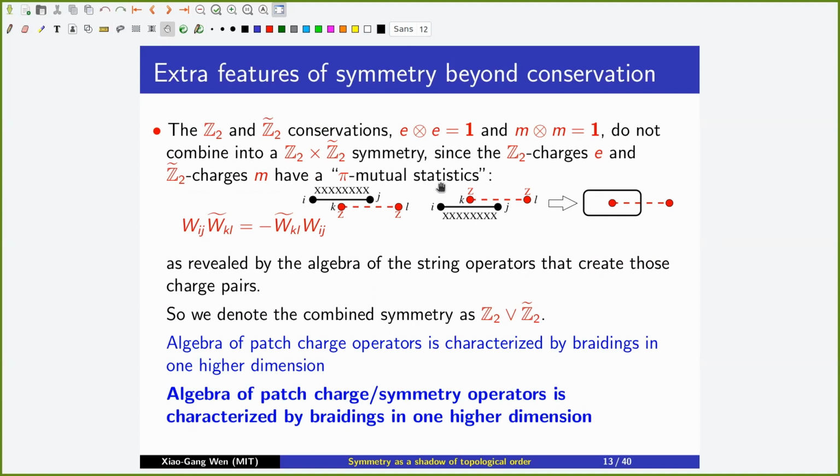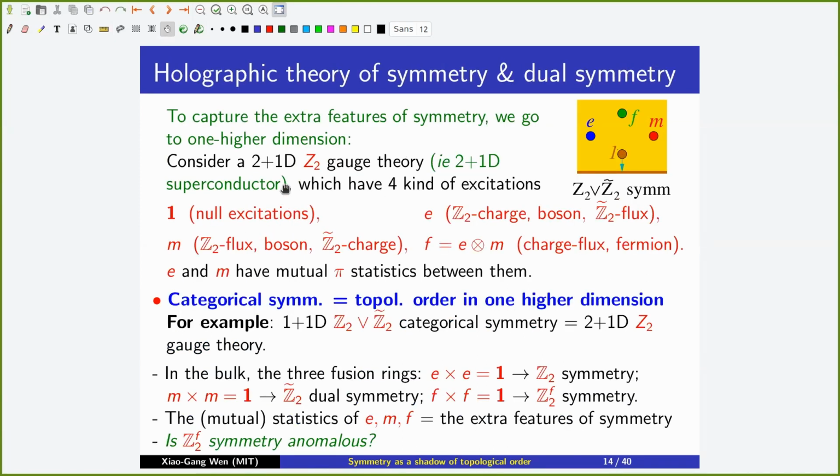So to really capture this actual feature in the operator algebra, we can consider the Z2 gauge theory. The Z2 gauge theory is basically like a topological superconductor. There are four kinds of excitations. A trivial one, which is always there, is the one, meaning nothing, maybe the identity operator. This is a local operator. The non-trivial one, E, is a Z2 charge, and M is a Z2 flux. E is a boson, M is also a boson. And there is also the EM bound state, which is F, and which is a fermion.